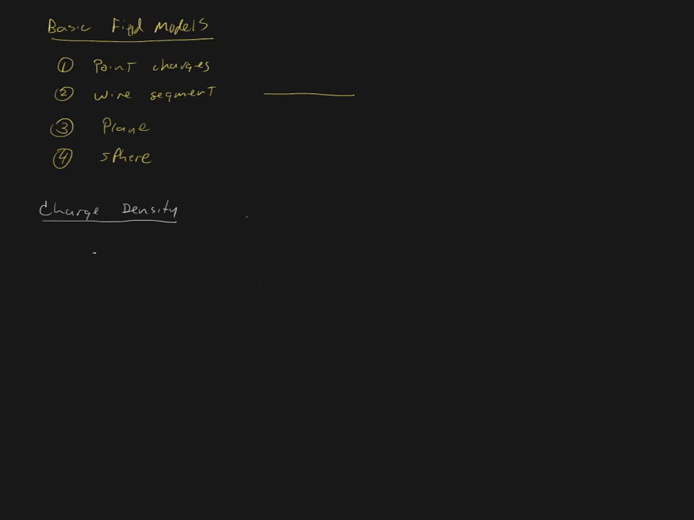So what I mean by that is that lambda, which is going to be equal to the total charge divided by the total length. So lambda is equal to Q over L, and this is what we call linear charge density. Now basically what that means is that you have charges which are in a line.